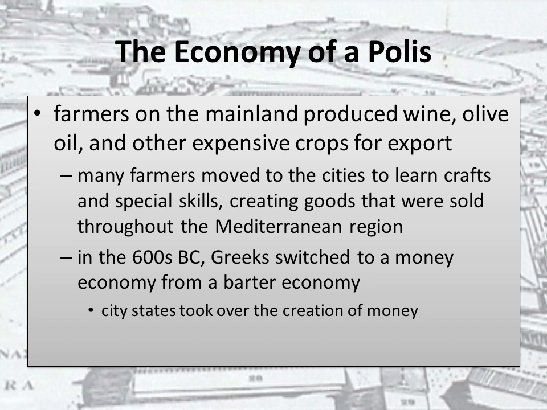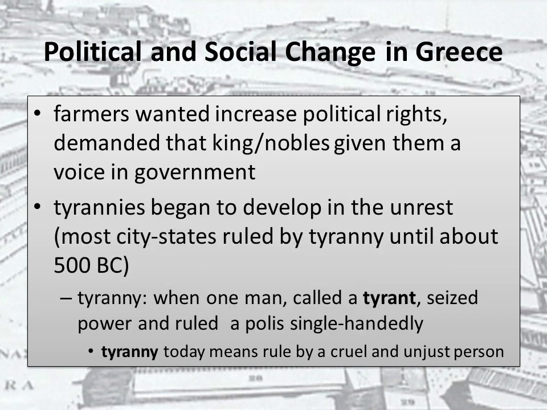With this increase in trade, in the 600s BC, most Greek city-states switched to a money-based economy instead of a trade or barter-based economy. The governments of these city-states then took over the creation of money. It's important to take note of some of the political and social changes that happened in Greece during this time. For one, farmers began to demand increased political rights from kings or nobles, people in power.